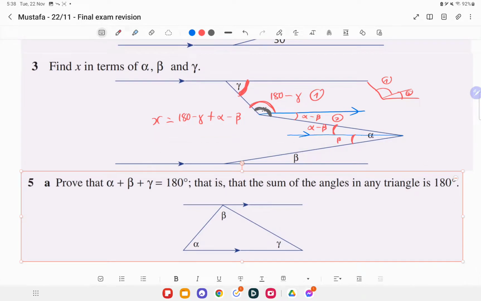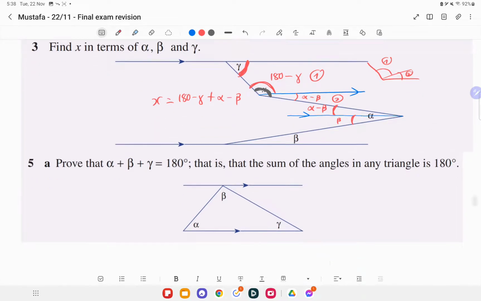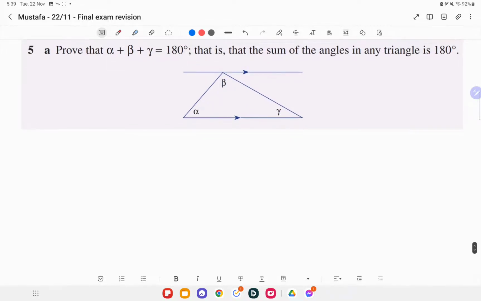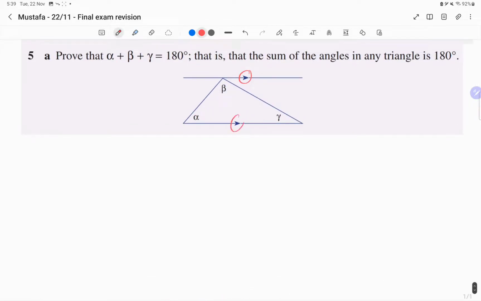Prove that alpha plus beta plus gamma is 180. That is, the sum of the angles in any triangle is 180. How would we go about doing this? Hint: just use the parallel lines they already gave us.